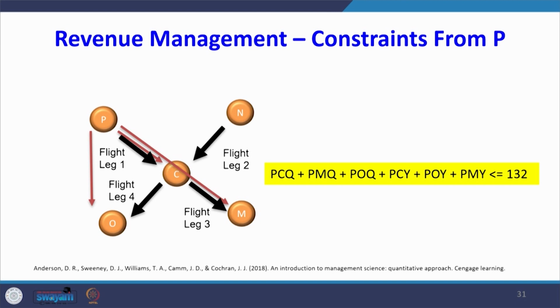Now, we will go for writing the constraints. Suppose a flight starts from P; this is called the origin constraint. What are the different ways to start from P? Somebody may book the ticket PC.